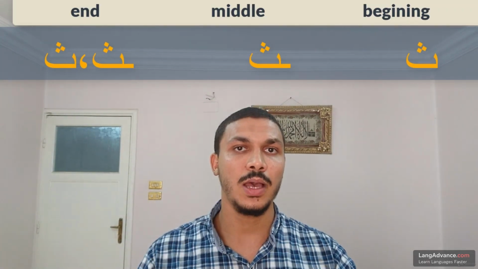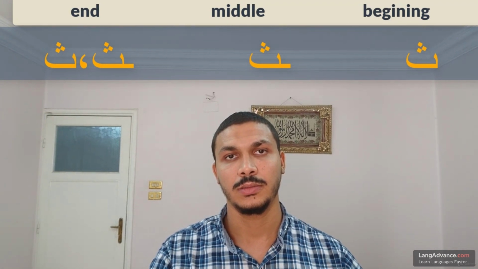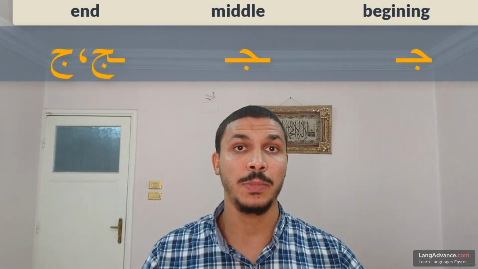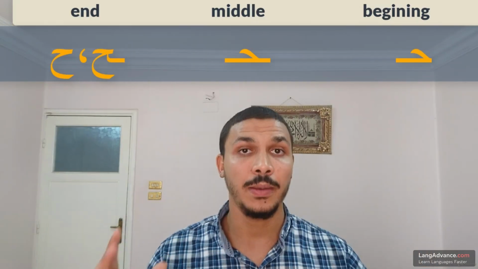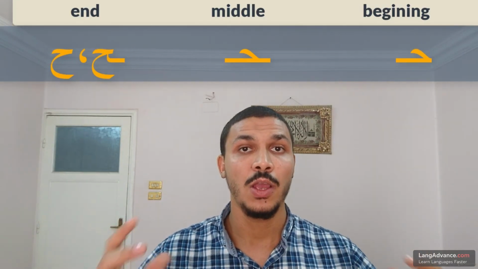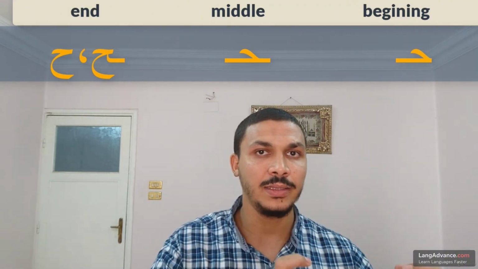Tha beginning, Tha middle, Tha at the end. All right, Jim. Jim beginning, Jim middle, Jim at the end. So we have Jim and the next one is Ha. Jim and Ha are the same. I'm talking about the shapes of this letter, beginning, middle, at the end. They are the same, but the main difference is the letter itself. But when we write these two letters, beginning, middle, at the end, they are the same in changes.